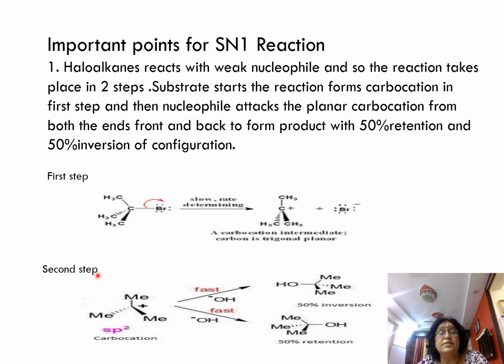Then in the second step, what happens? The carbocation gets attacked by this OH nucleophile. It can attack from the back side, it can attack from the front side, and it forms a product with 50% inversion and 50% retention.